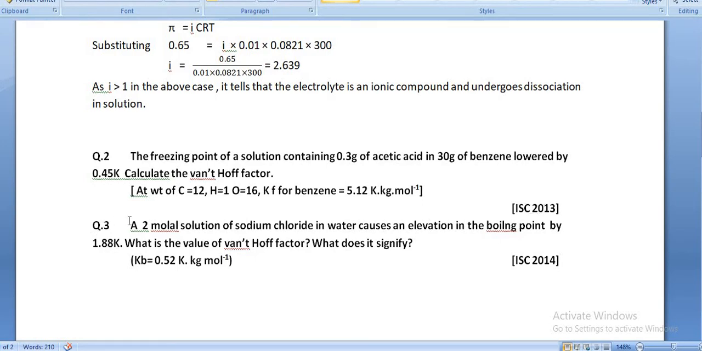In question number 3, a 2 molar solution of sodium chloride in water causes an elevation in the boiling point by 1.88 Kelvin. What is the value for Van't Hoff factor and what does it signify? So you need to calculate the value for i, and from that value of i, you need to identify what it signifies. The molal boiling point elevation constant is given as 0.52 Kelvin kilogram per mole. This question has come in the year ISC 2014.